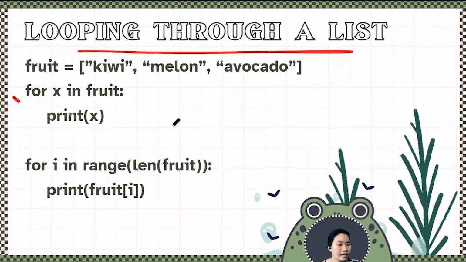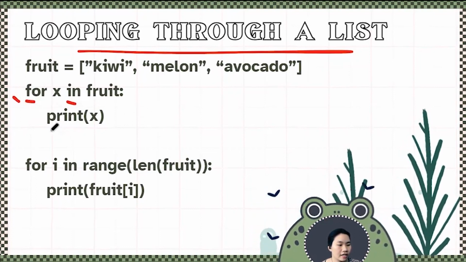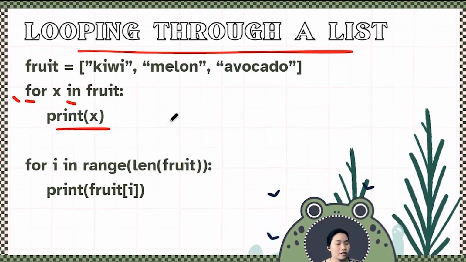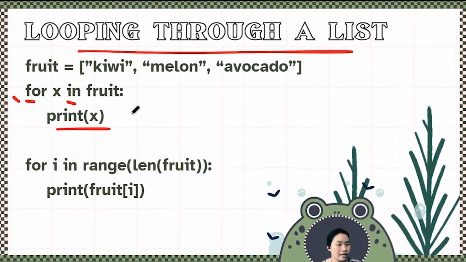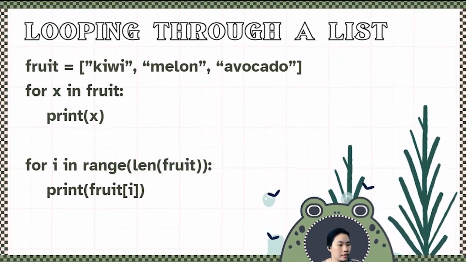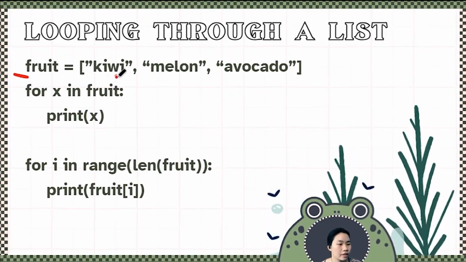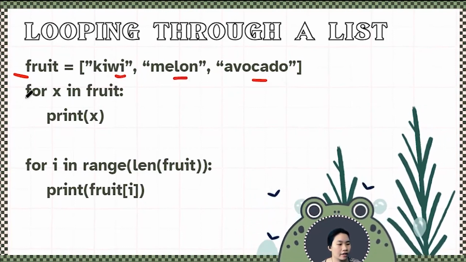Now, this is the syntax for a for loop. You have for, in, and then the action that Python would take down here. Now, let's go through it from top to bottom. I have a list over here of fruit: kiwi, melon, and avocado.